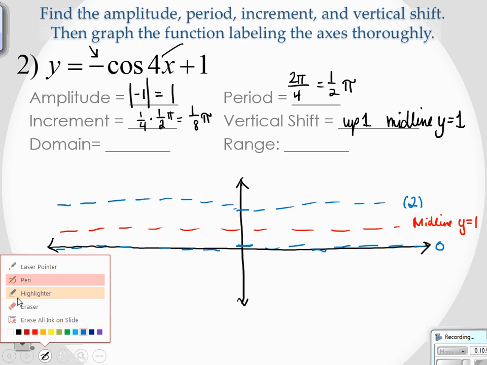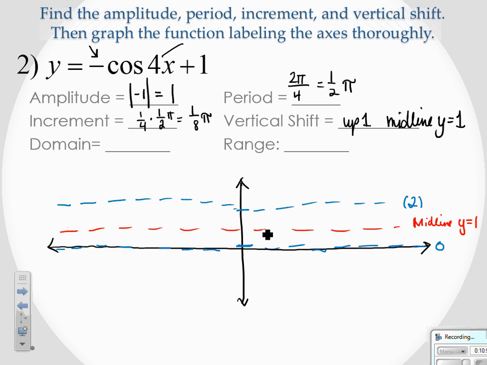All right, so then I'm going to go ahead and put my increments in. I'm going to go ahead and put them on the midline so I know where I'm going to put them. So I have 1/8 pi, so this is 1/8 pi. I have 2 pi over 8. I have 3 pi over 8, and I've got 4 pi over 8. Then over here it's negative 1/8 pi, negative 2 pi over 8, negative 3 pi over 8, and negative 4 pi over 8.